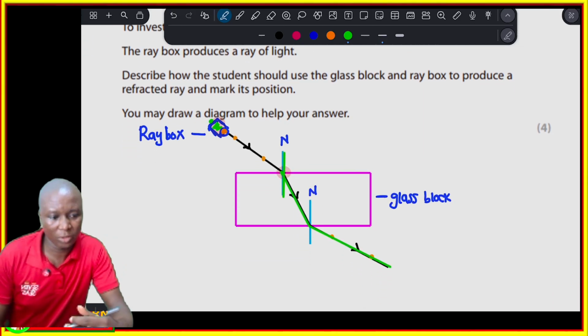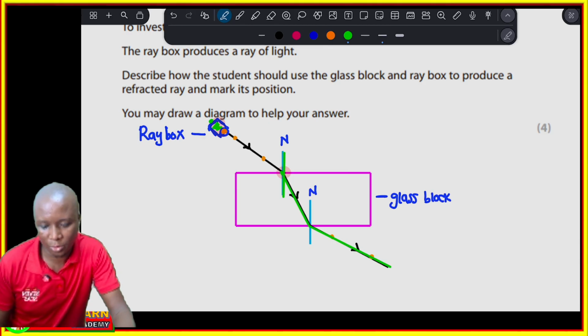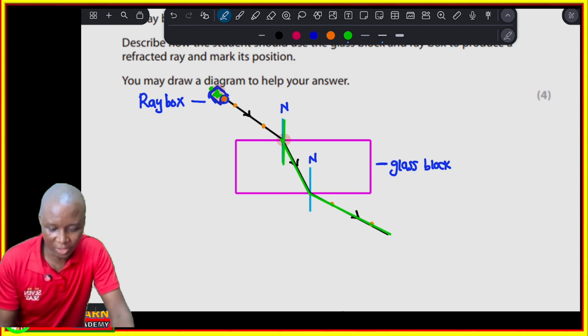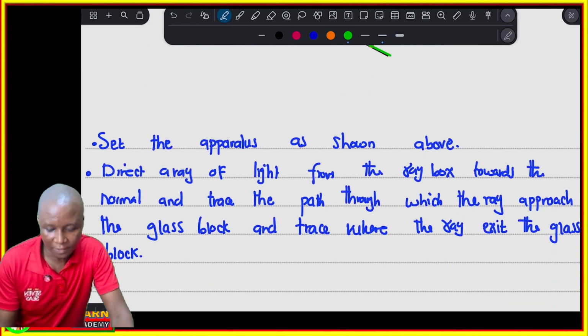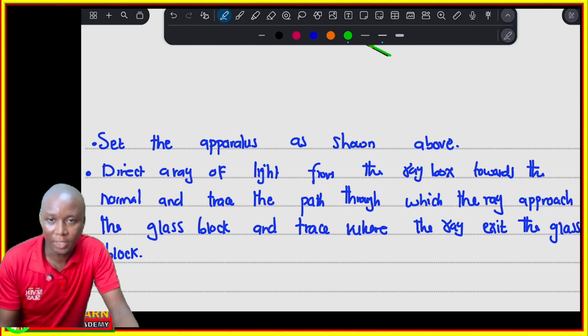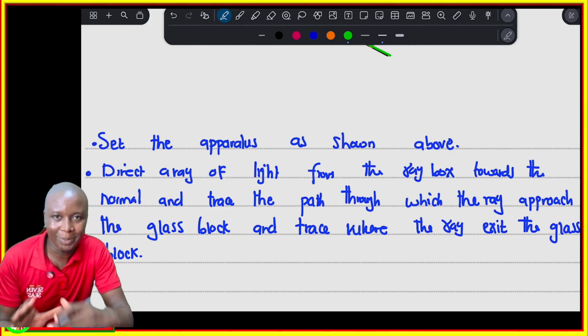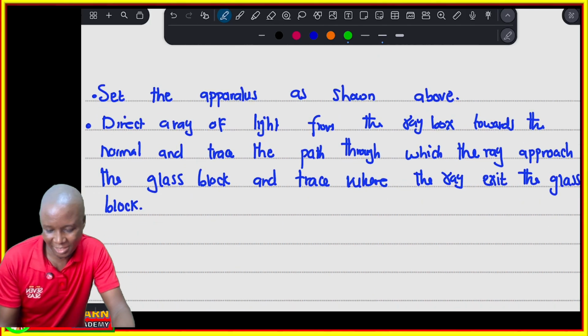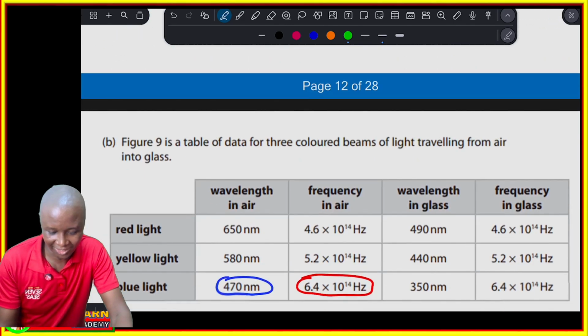This kind of question is very important for you to draw a diagram so that you can easily refer to the instruction. You can easily refer and say set the apparatus as shown above, and then direct a ray of light from the ray box towards the glass block at the normal, and then trace the path through which the ray approaches the glass block and how it leaves the glass block. So basically that's a summary of what you are supposed to say whenever you are given a question like that.